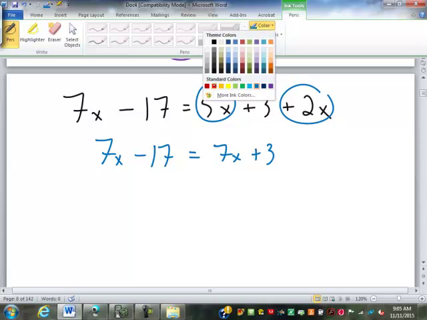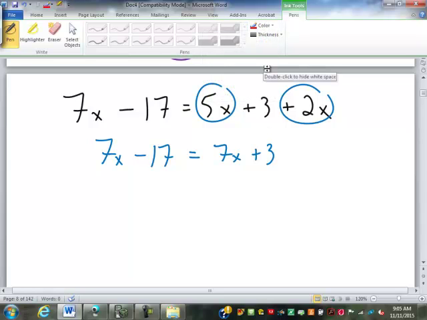Now we have an x on each side. We have to get rid of one. Which one are we going to get rid of? Well, they're the same size, right? If I subtract 7x, it's gone here. If I subtract 7x here, it's also gone. The variable has disappeared on us. So we have negative 17 equals 3.